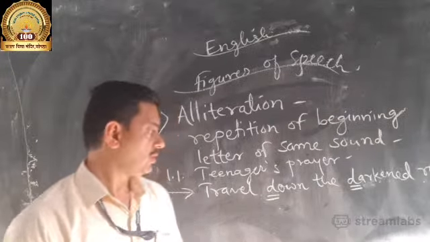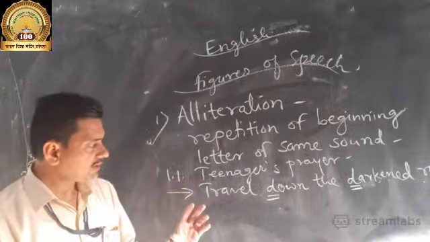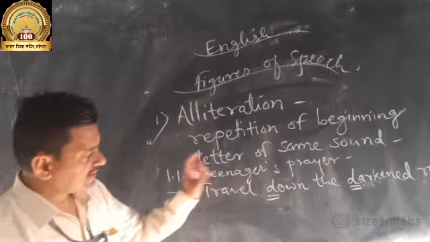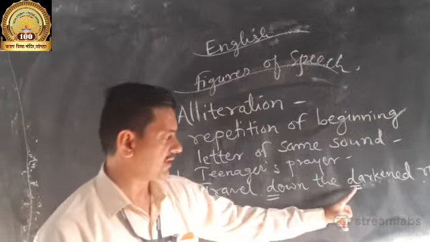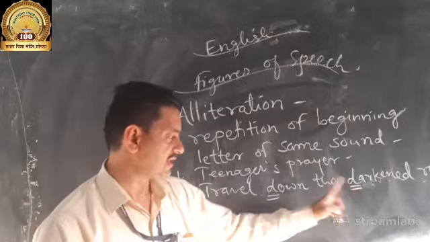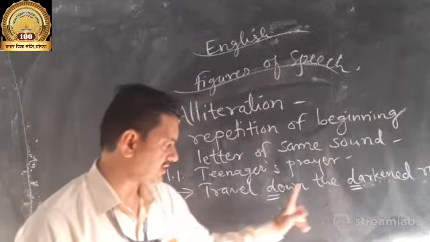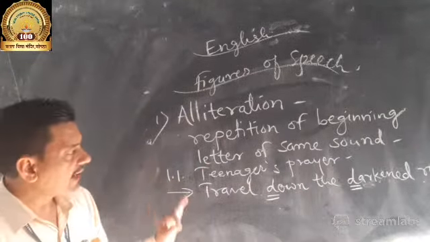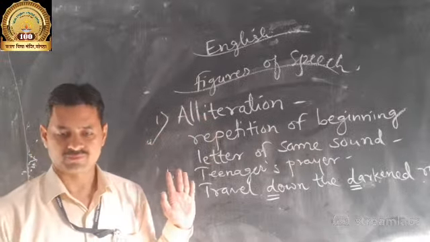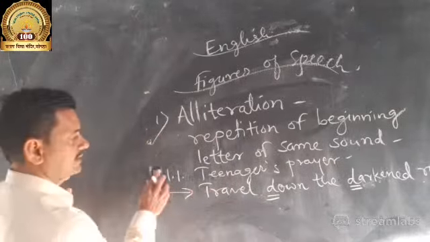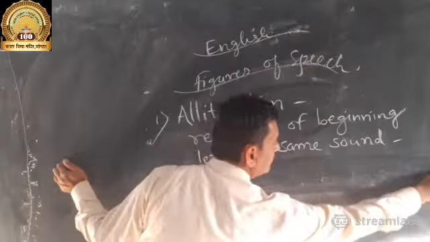So in this way you can find that if the line has same sounding words, or at least same sounding letters which occur at the initial stage, you can see that is alliteration. That figure of speech is alliteration. Okay, let me erase. Now see the next one.